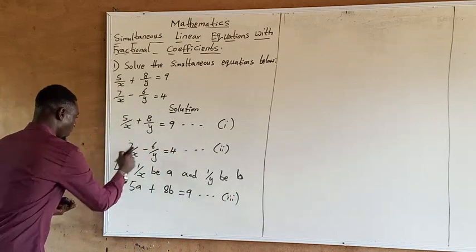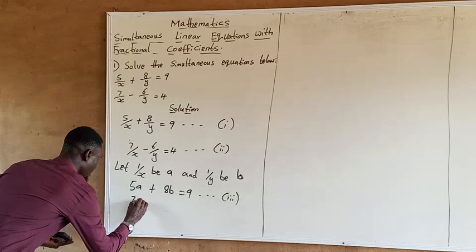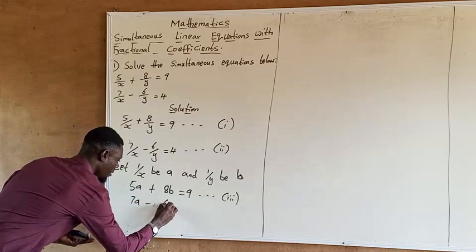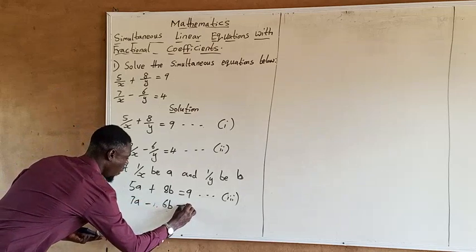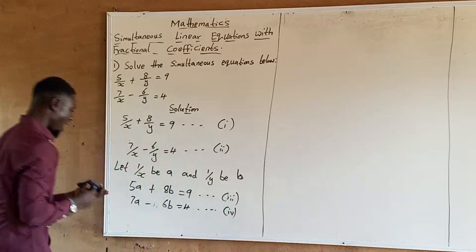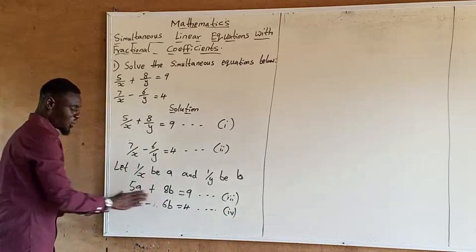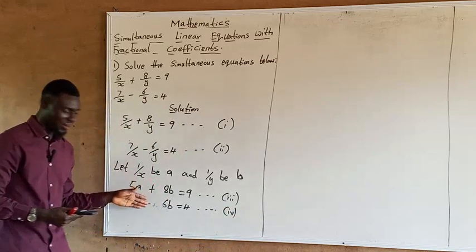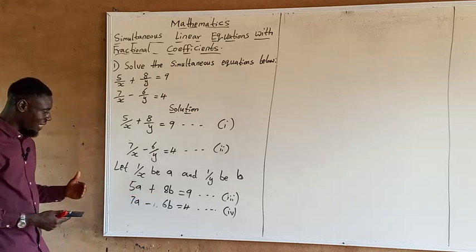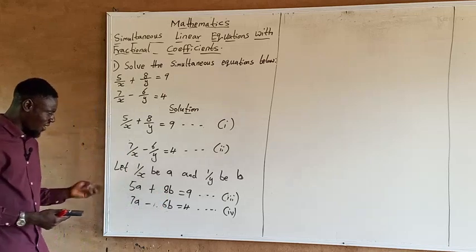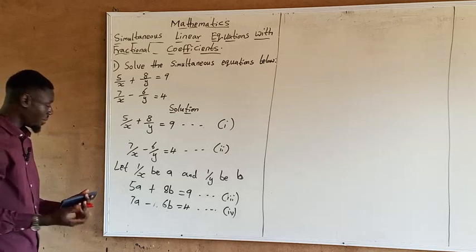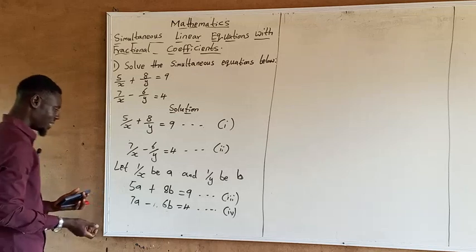Now let's come to the second one. We have 7a minus 6b equals 4. We name it equation 4. Observe, equation 4. Now, if you look at this question, it's no more a fraction. Wow, this is beautiful. Since it's no more a fraction, it now looks like a normal simultaneous equation. We could use the substitution method, no problem, but at this moment I want to use the elimination method.